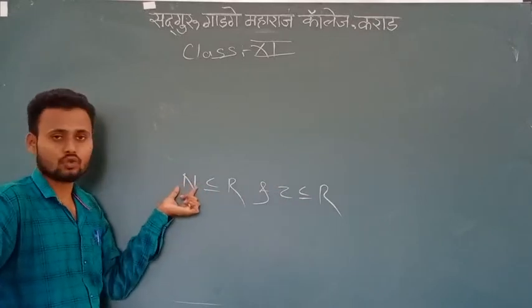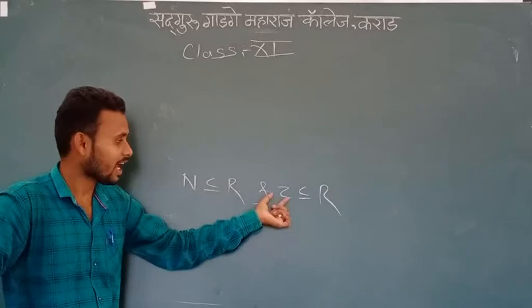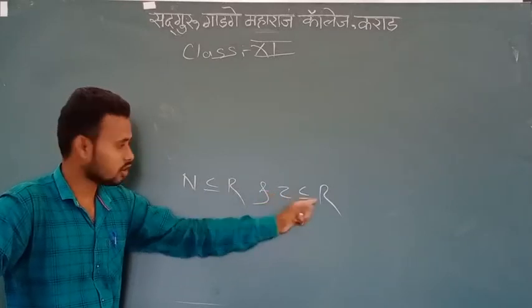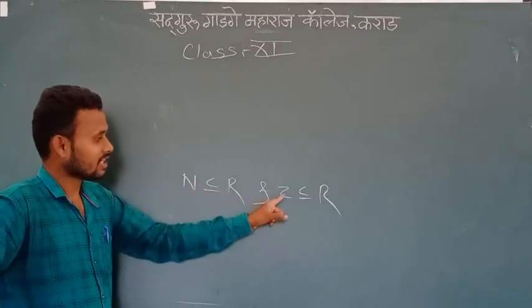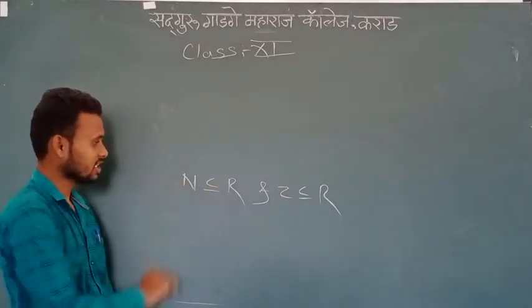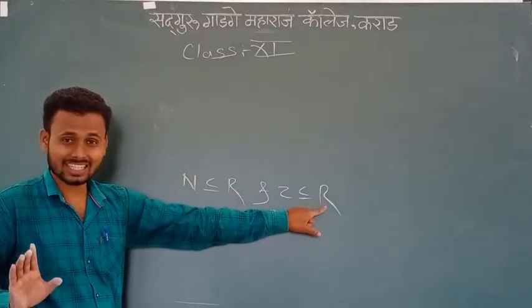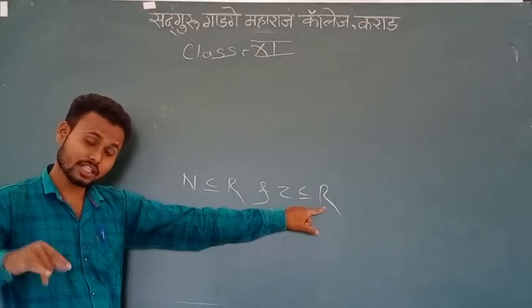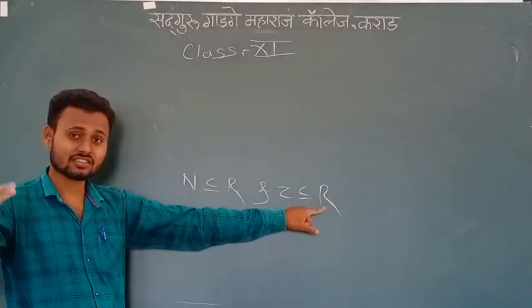Every natural number is also a real number. Similarly, every integer is also a real number. Means N is a subset of R, Z is a subset of R. The set of natural numbers and the set of integers are the subsets of the set of real numbers. But we can't say that the set of real numbers is a subset of the set of integers or naturals.